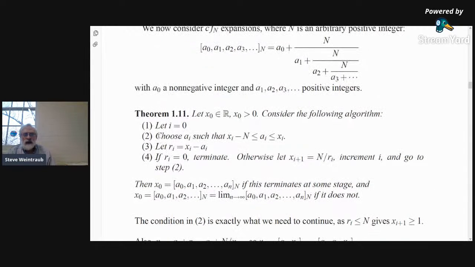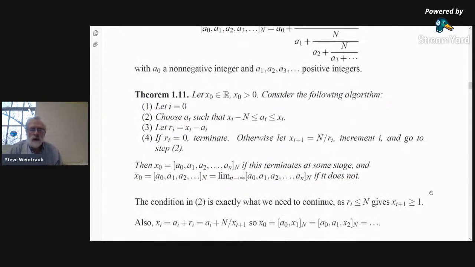Second, we observe that this condition is exactly what we need to continue once again, because this says that the remainder is less than or equal to capital N. So if x sub i plus 1 is capital N over the remainder, x sub i plus 1 is greater than or equal to 1. So we can choose a sub i plus 1 to be a positive integer. And once again, we get the same sort of thing here, that x sub i is a sub i plus r sub i, which is capital N over x sub i plus 1. So x0 is a0, N over a1, N over a2, etc.